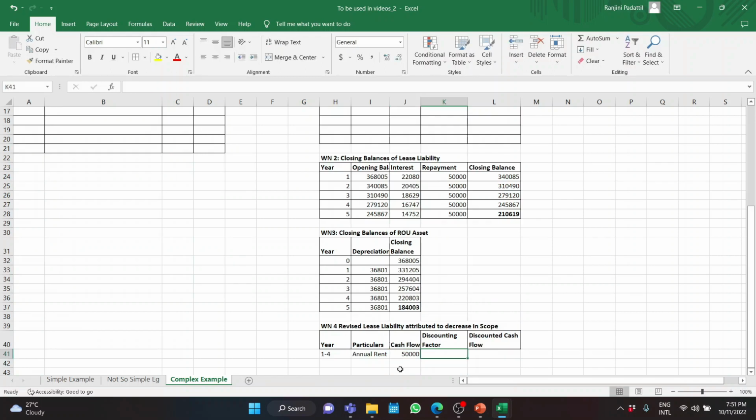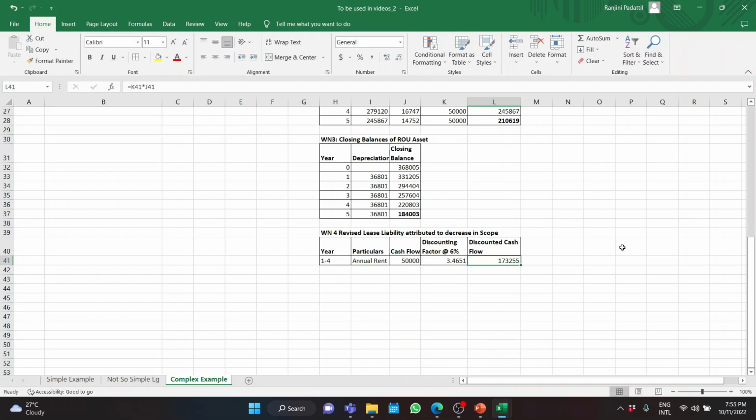The discounting factor, should we take the revised or the original? The original. We are not changing anything but the lease term. So the original was 6%. The annuity factor at 6% for 4 years is 3.4651. So the value of the revised lease liability attributed only to the decrease in scope is 173,255.